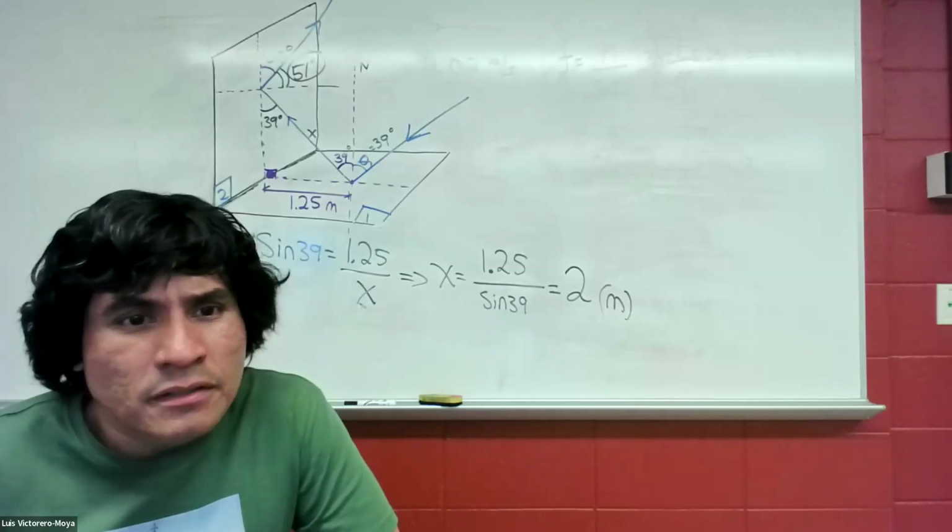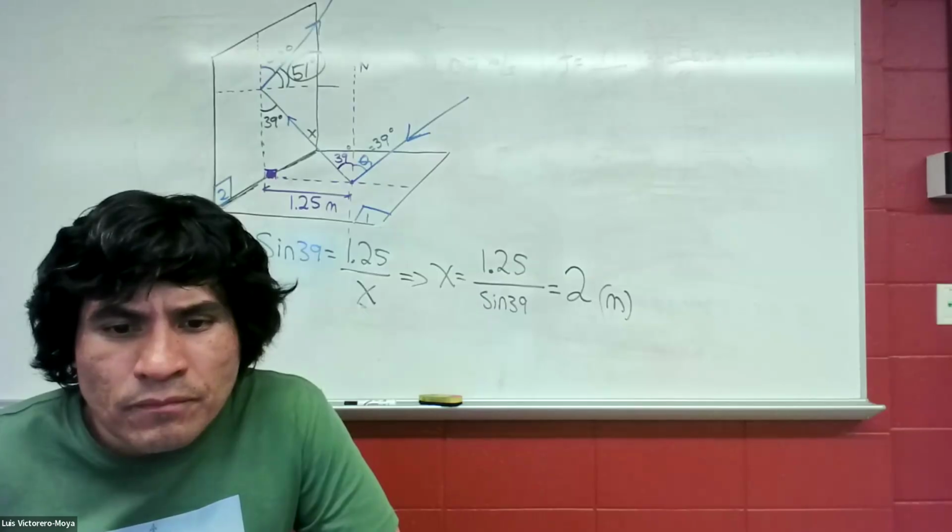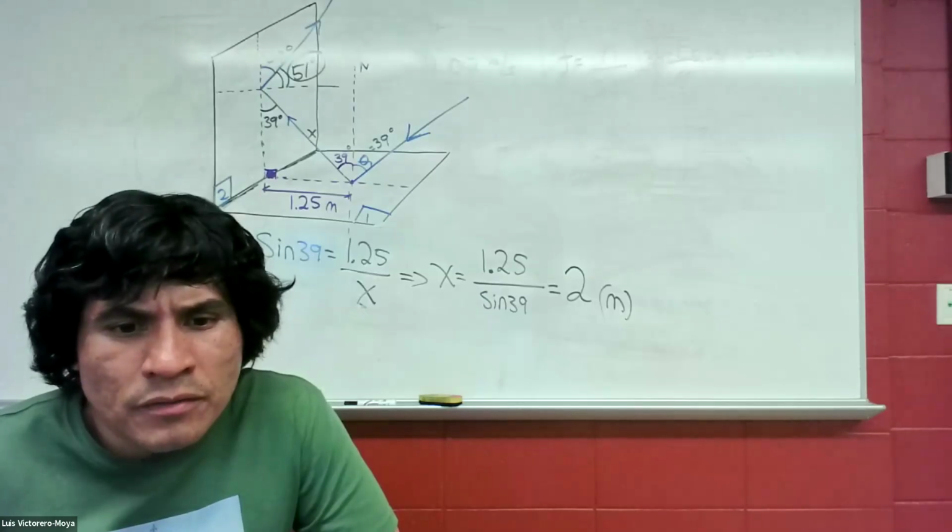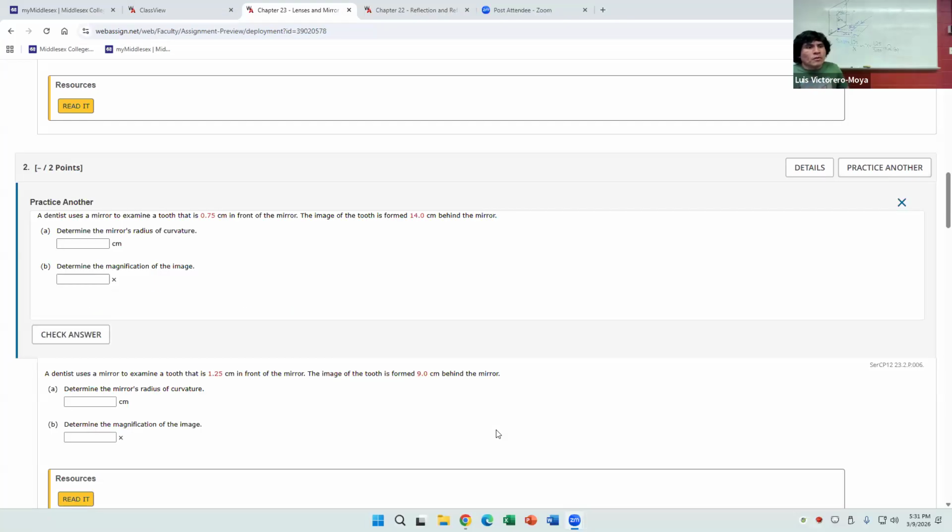This one is good. I like this problem. I want to show you guys. So look at the number 2. They give you a dentist that uses those mirrors that they use. Those are concave mirrors, by the way. And he's going to use it to examine a tooth that is 0.75 centimeters in front of the mirror. So they put it close to the mirror so they can magnify the mirror and they can see cavities. The image of the tooth is 40 centimeters behind the mirror.